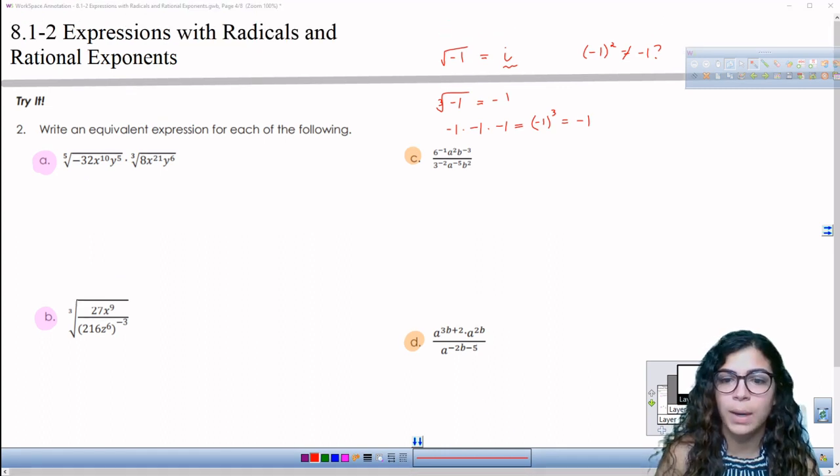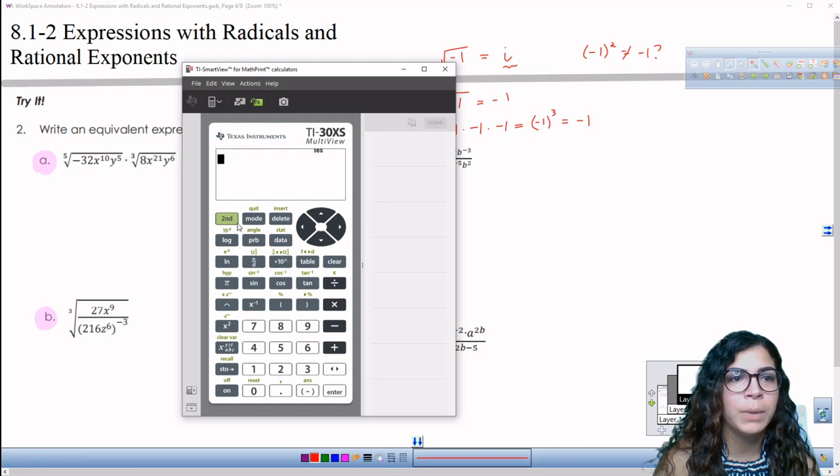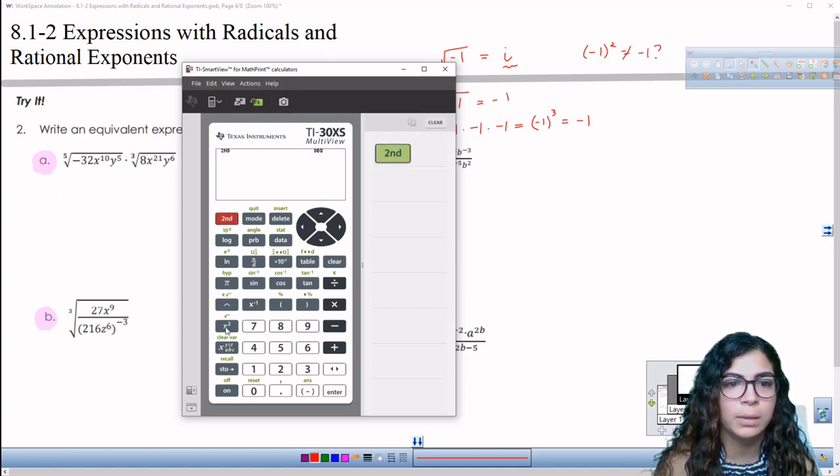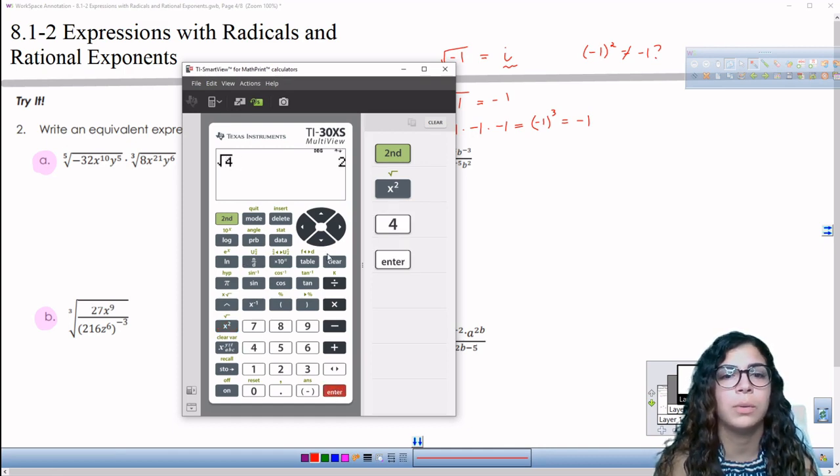So I'll actually show you how to enter this on the calculator because it is the 5th root and not just the square root. You should be familiar with this button. You hit second and you hit this button, and that's how you get the square root, right? Square root of 4 is 2. Okay, great.